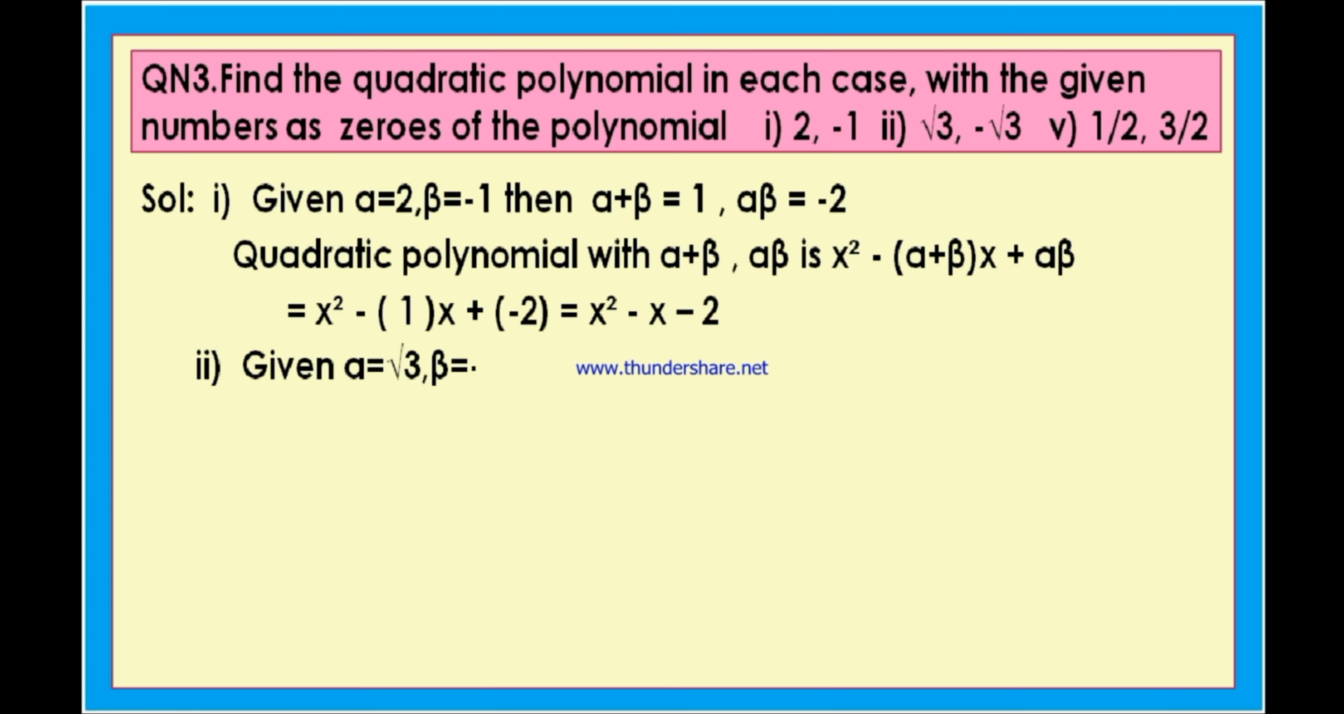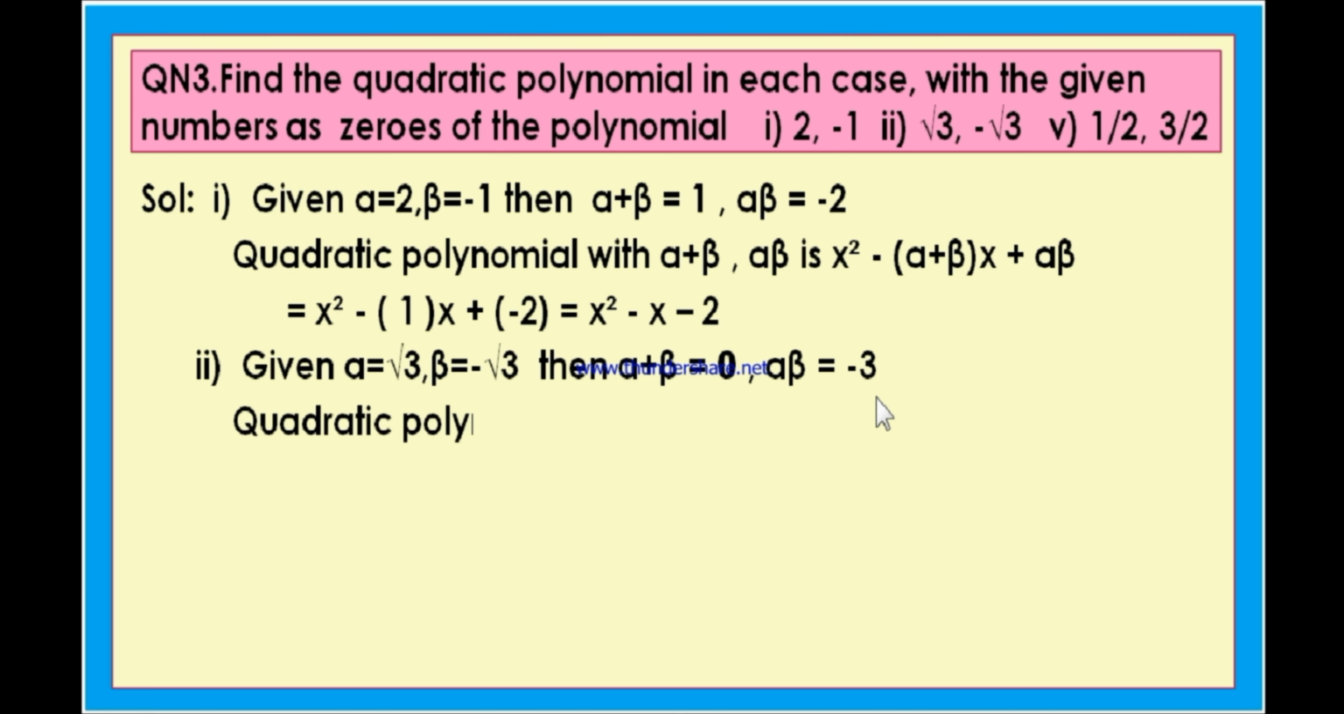Now look at the second bit. It is given that alpha, the first zero, is root 3 and beta, the second zero, is minus root 3. Then sum of the zeros, plus root 3 minus root 3 will be cancelled. Sum of the zeros is 0. And product of the zeros alpha into beta, root 3 into root 3 is 3, plus into minus is minus. Alpha into beta is -3.